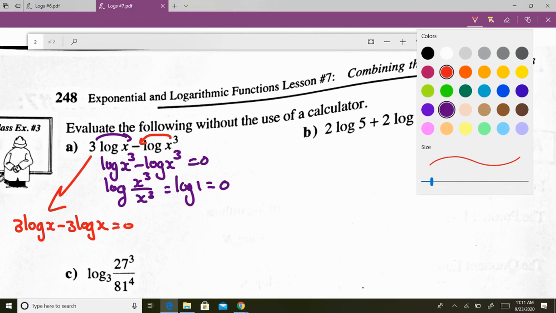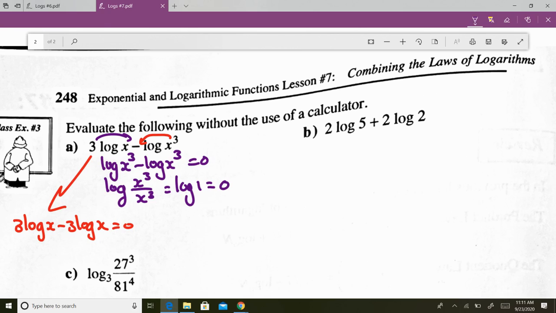All right. 2 log 5 plus 2 log 2. Couple ways to do this one. What do we want to do first? What do you guys want to do? Sorry? Move the 2's up on both of them? So we can go boom, boom, and get log 5 squared plus log 2 squared.